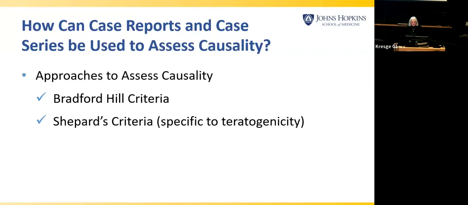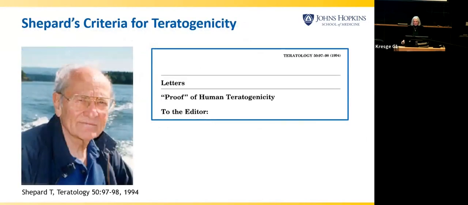And this is what we did with Zika. We did use Bradford Hill criteria. I'm not going to talk about that today because I assume that most of you are more familiar with Bradford Hill criteria, but I'm going to talk about Shepard's criteria that's specific to teratogenicity. These were put together by Tom Shepard. He was one of the pioneers of teratology, and he wrote a letter to the editor on proof of human teratogenicity.